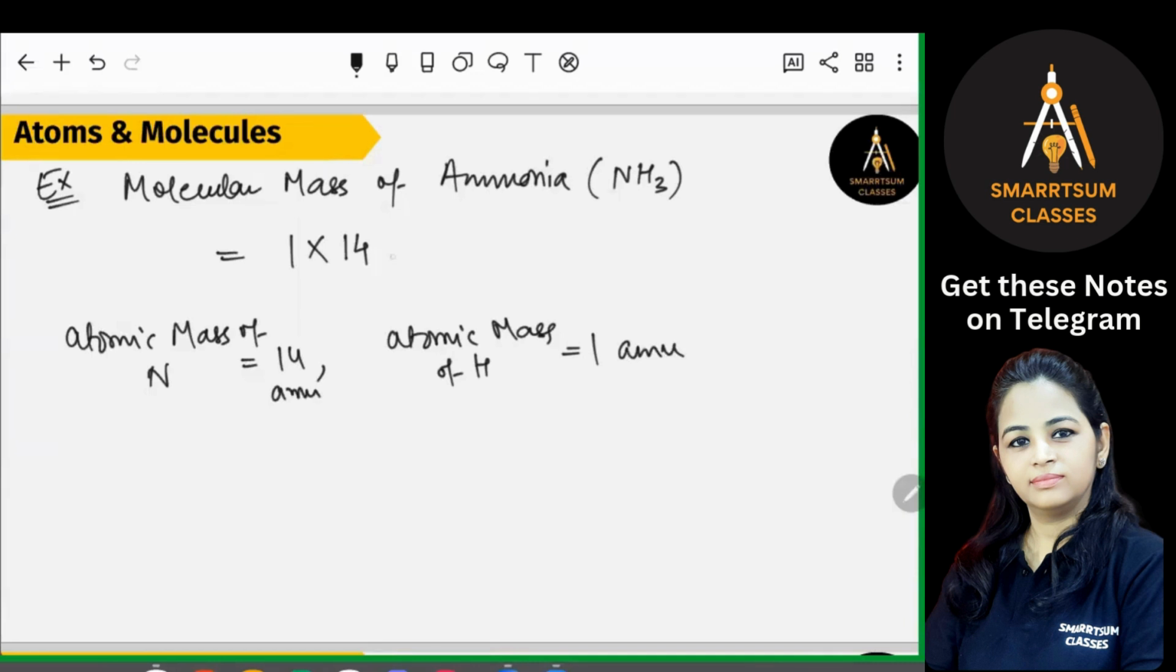So how do we find the molecular mass of ammonia? 1 into 14, because there is 1 nitrogen atom, and we add 3 into 1, because there are 3 hydrogen atoms, and each hydrogen atom has an atomic mass of 1 AMU. Now you can add 14 plus 3, that is 17 AMU. So the molecular mass of the ammonia molecule is 17 AMU. Is that clear?